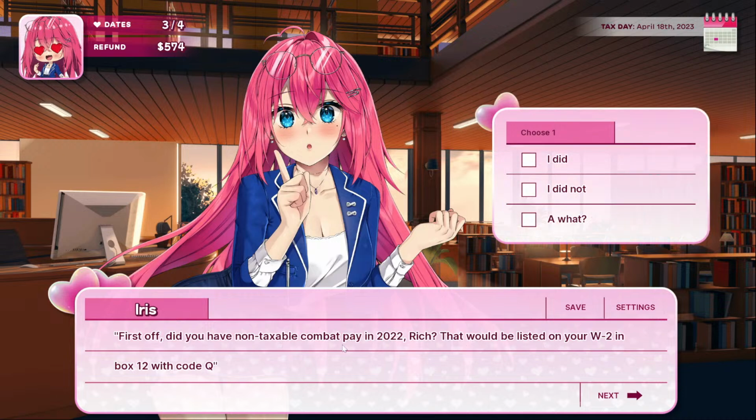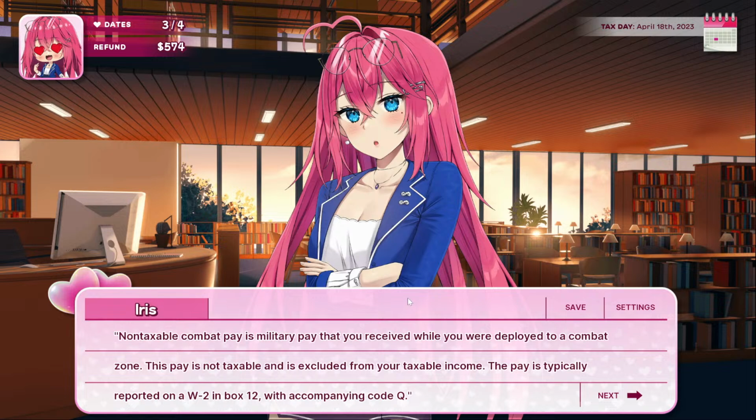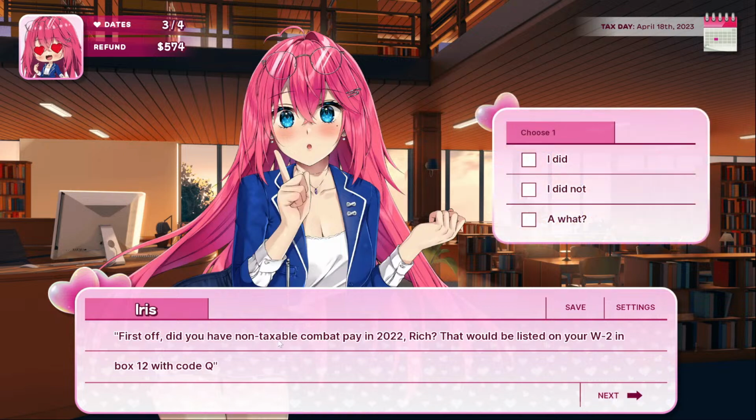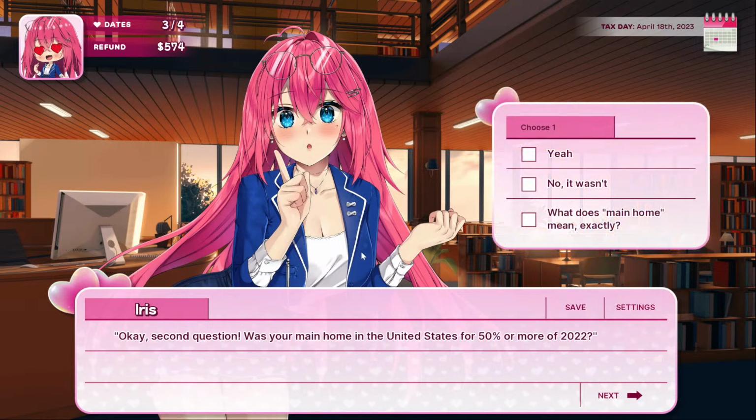First off, did you have non-taxable combat pay for 2022? What? Combat pay. Non-taxable combat pay is military pay that you receive while you were deployed to a combat zone. This pay is not taxable and is excluded from your taxable income. This pay is typically reported with a Q code. Okay. I was not in the military.